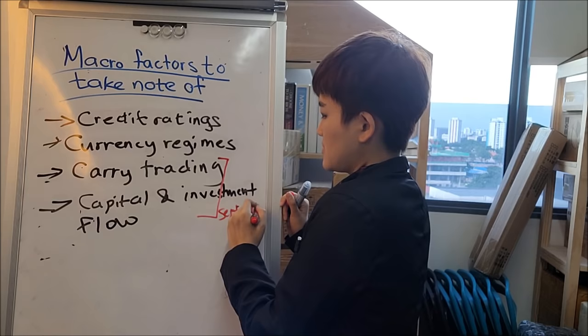Why is this so important? Because central banks would use reserves, which can be in the form of gold or currency, USD, Euro, Pound, to intervene in the markets. They are going to use their reserves to weaken or strengthen the currency. So this is why you have to take note of the amount of reserves, because the more reserves a central bank has, the more resources they have to intervene, and hence the chances of them intervening and disturbing the currency is going to increase. So these are some of the things that professional traders need to pay attention to.